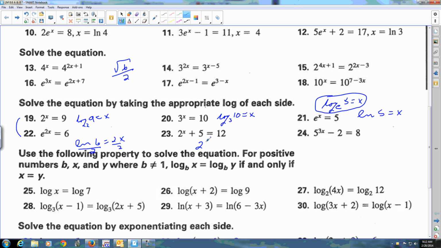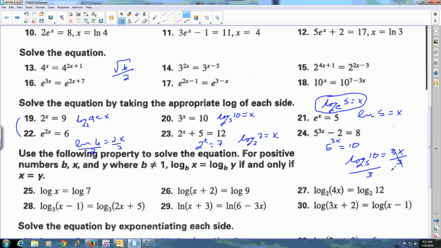So an intermediate step would be 2 to the x is equal to 7. Then translate it. Log base 2 of 7 is x. Add the 2. 5 to the 3x is equal to 10. Now translate it. Log base 5 of 10 is 3x. Then divide by 3. And again, you can't reduce anything. That whole thing is over 3.